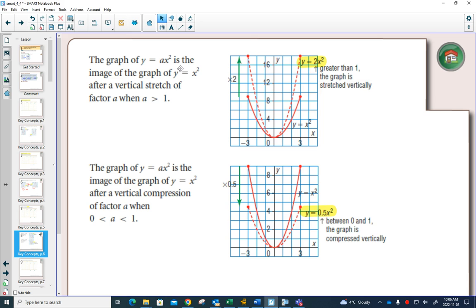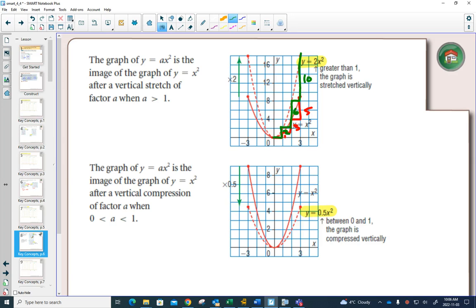So we would say this one is narrower because it's been stretched vertically. Our pattern, do you remember this pattern? On the x squared, I'll do this one in red: over 1, up 1, over 1, up 3, over 1, up 5. 1, 3, 5. Okay? When you have a 2, I'll do this in green, it goes over 1, up 2, over 1, up 6, over 1, up 10. So the 1, 3, 5 pattern got doubled.